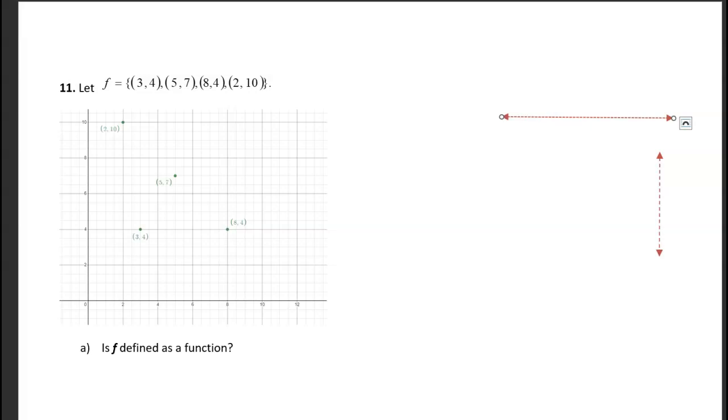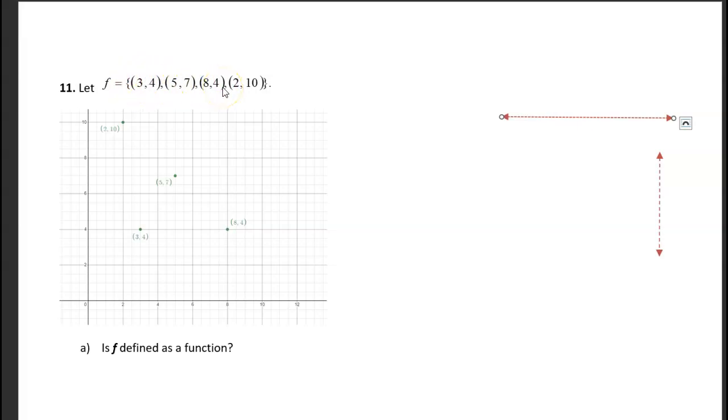Hi class, let's take a look at problem 11. It's a bit of a short problem and this is what we're given. So we're given a relation which is pretty much just a set of coordinate points. The information that is not given is how they obtained the coordinate points. So in any case, we just have the coordinate points.